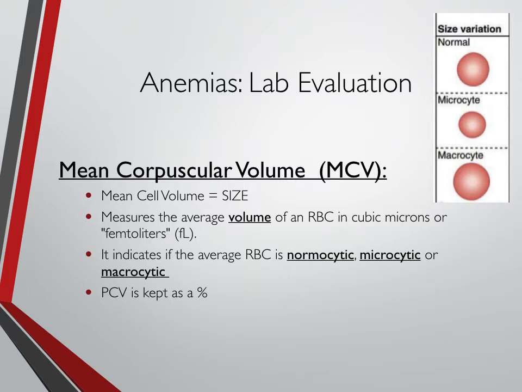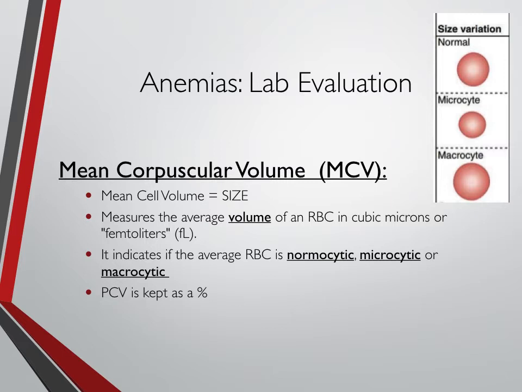So the first indice that we're going to talk about is mean corpuscular volume. I also like to refer to this as mean cell volume. I think that makes sense since we refer to these as cells and corpuscles. But mean cell volume is basically the size, the volume of stuff that's inside our red blood cells.